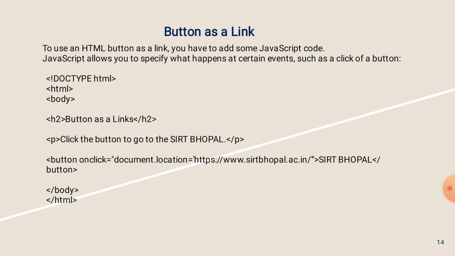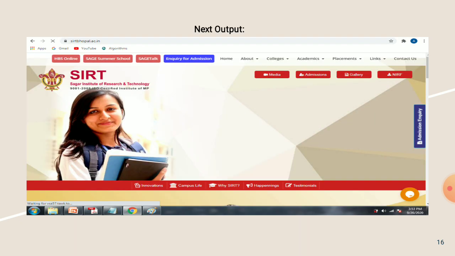Then the button section is closed, body section closed, and HTML also closed. So our output is that when we click the button SIRT Bhopal, we jump to another hyperlink. This is our output.